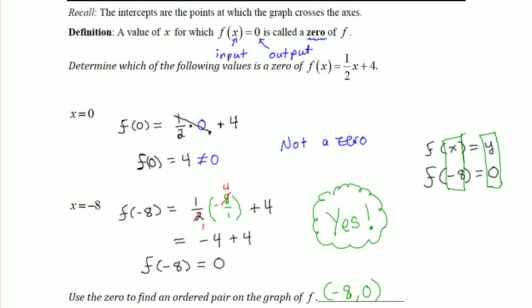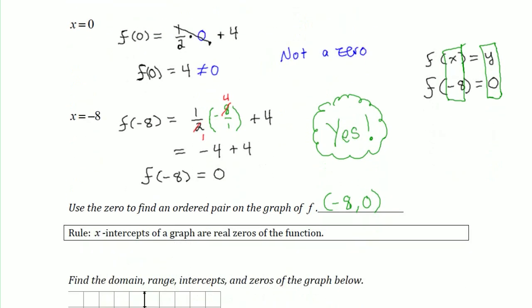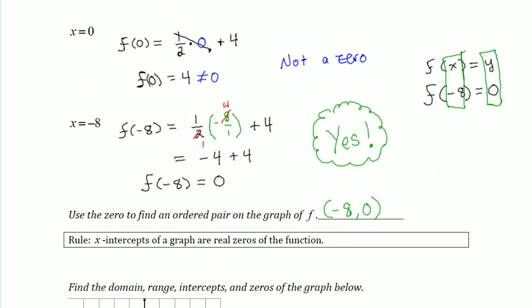And this gets us to an important result, which is that the x-intercepts of a graph are the real zeros of the function. The way we get from this ordered pair to this result is by observing that because the y-coordinate is equal to 0, we know that this point must lie on the x-axis, and therefore it is an x-intercept of the graph.